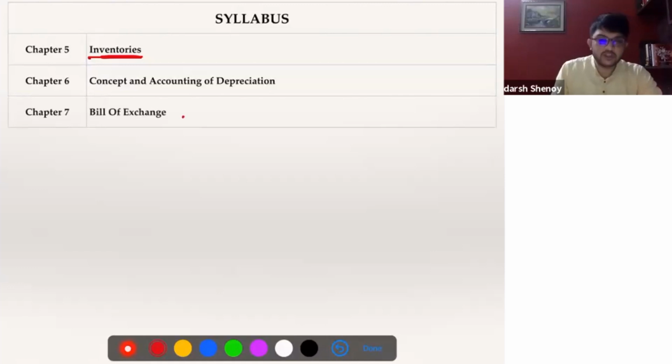Chapter 7 is bill of exchange, something that I am very sure you skipped when you were in first PUC. This was part of your syllabus in first PUC, and I am sure almost all of you have skipped this. Yes or no? Have you skipped it? Bill of exchange. Almost every student I've met says that they skipped it. So most of us have skipped this chapter.